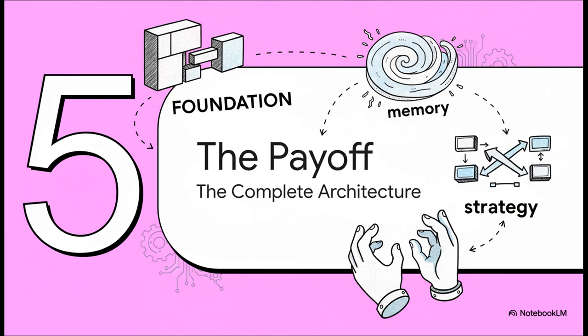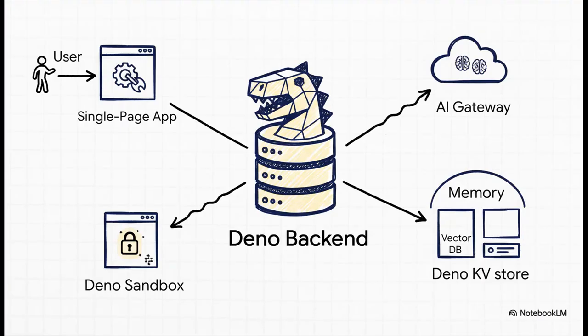Okay, let's put all the pieces on the board. We've got the secure Deno foundation, the RAG-powered memory, the standardized hands, and the smart orchestration strategy. Now, let's see what the complete architecture actually looks like when it all comes together. Okay, let's follow the data. A user types something into the UI. That request hits our Deno backend.